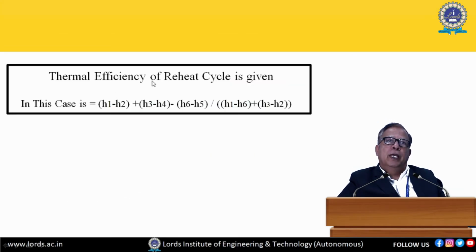The efficiency of the reheat cycle is given in this case as H1 minus H2. This is the work produced in the first turbine, the HP turbine, plus H3 minus H4. This is the work output from the second turbine, the low pressure turbine. So minus the work supplied to the pump, that is H6 minus H5. This is the net work output of the cycle divided by the heat input to the cycle, that is H1 minus H6, which we supply in the boiler, and H3 minus H2. This is the heat which we supply in the reheater. This is the reheat cycle efficiency.